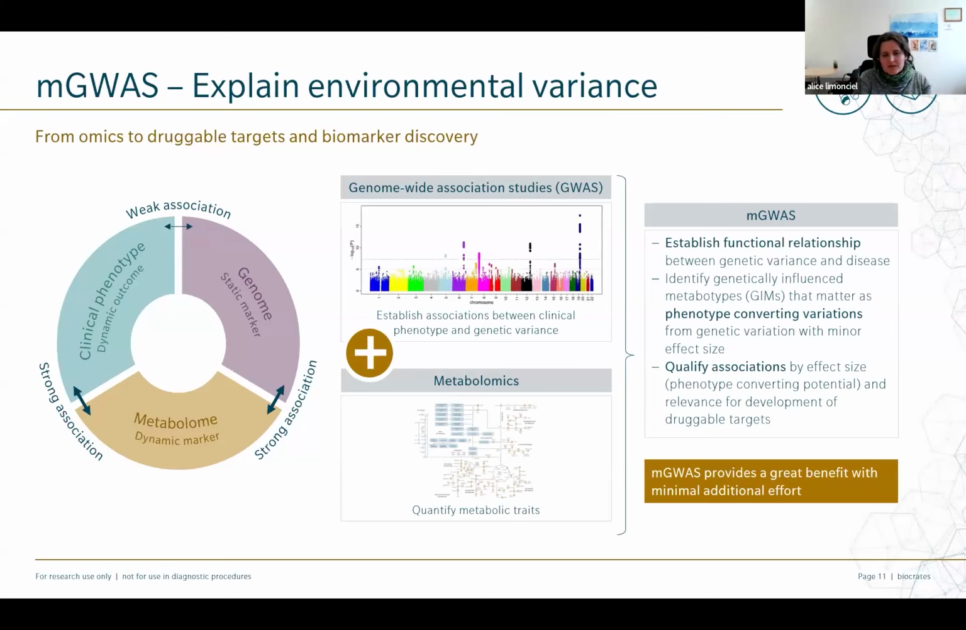So when we combine GWAS with metabolomics in what is called mGWAS, we can establish functional relationships very easily. We can find phenotype-converting variations, and we can qualify associations that would have been too weak with the disease using the genome alone; using the metabolome, we can reveal associations that exist there. Especially for people who already have GWAS data and are maybe thinking of doing metabolomics, this can be quite an easy way to add on to an existing cohort or study by running the metabolome and then doing an mGWAS study to find new associations.